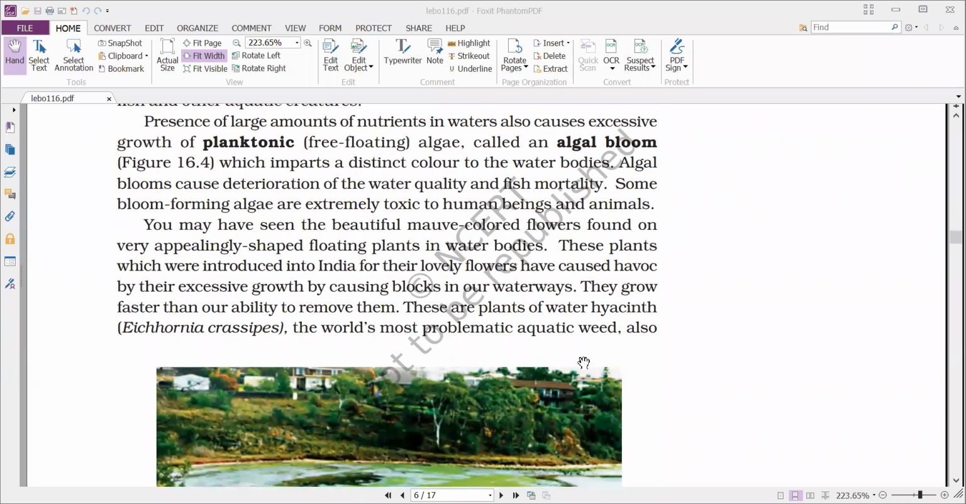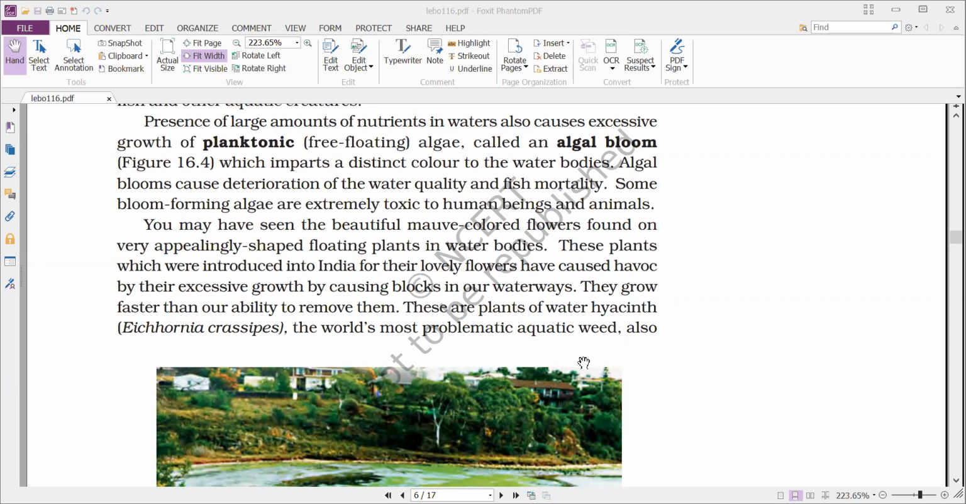And next, you may have seen the beautiful mauve colored flowers found on very appealingly shaped floating plants in water bodies, like Eichhornia. That is the water hyacinth. Very colorful flowers are produced, with beautifully shaped flowers and leaves. They are growing massively, that means in large numbers.